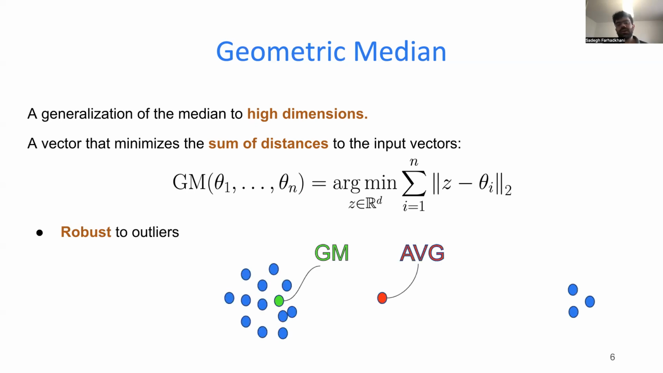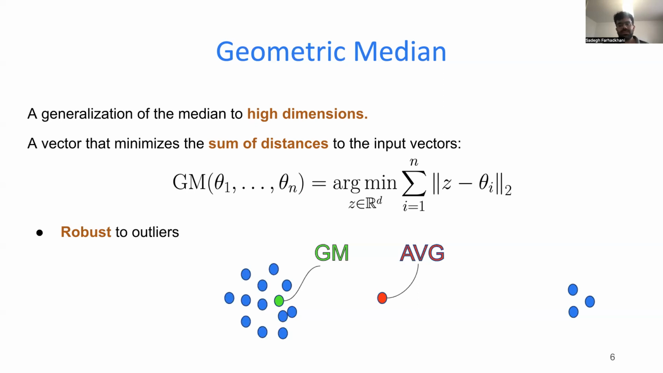The geometric median has several nice properties that make it very popular in practice. The first property is that, as opposed to the average, the geometric median is actually robust to outliers. In this example here, we have several users that agree pretty much on the same vector, but we also have 3 outliers that for some reason disagree with others and propose values that are very different from others.